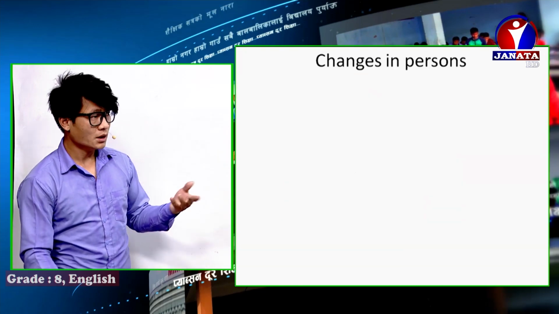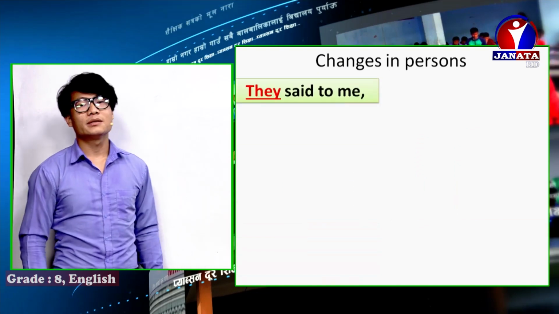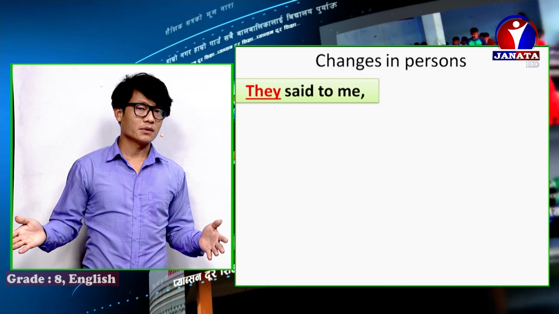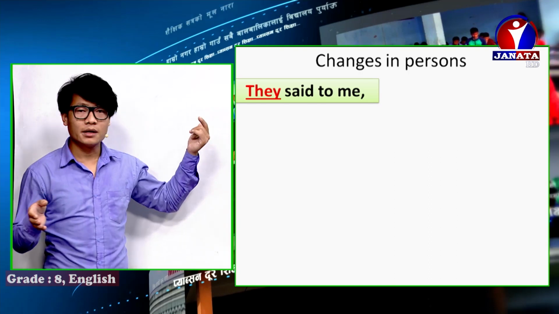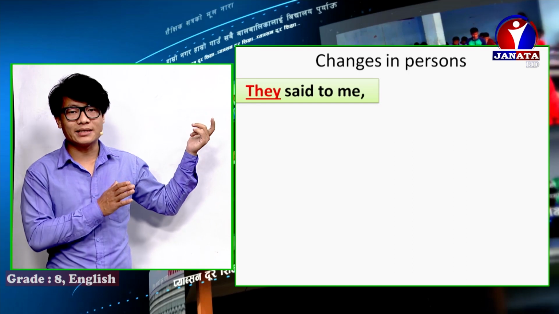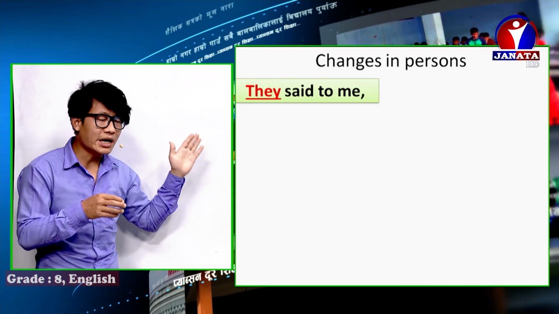Next, changes in the persons. Now you need to focus. "They said to me." Which word has been highlighted? Obviously "they". The word "they" has been highlighted and is in red color, and "they" is the subject.